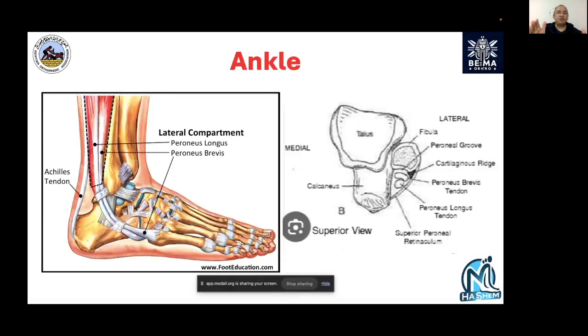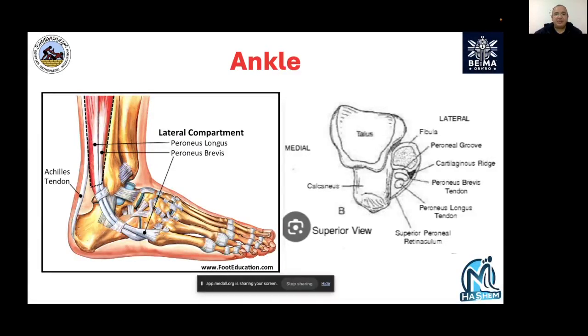Both tib ant and post are inverters. Both peroneus brevis and peroneus longus are everters. But to test them, you need to relax one muscle and put the other into action. If you dorsiflex, you relax the tib ant and the peroneus brevis, and you put the peroneus longus into action. And when you plantar flex, you relax the tib post and peroneus longus, and you put tib ant and peroneus brevis into action. So basically, dorsiflexion and invert is testing the tib post and the peroneus longus, and the other way around.